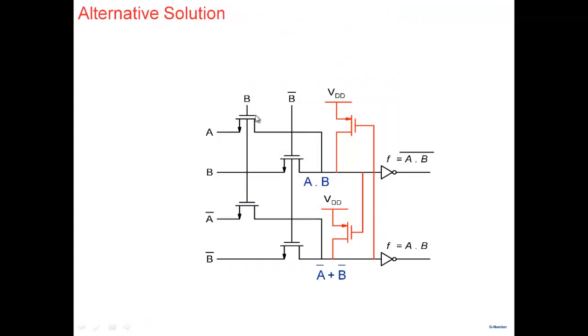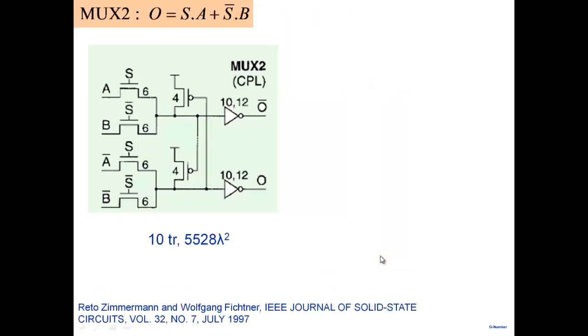You have 2 NMOSs here, 2 NMOSs here, a PMOS here, and an inverter here. It's not very simple. So let me show you some results here. This is a 2-input mux, taken from this particular paper. Look at the complementary pass transistor logic here. One part here, another part here. Note, this is the PMOS for restoring it high, PMOS here.